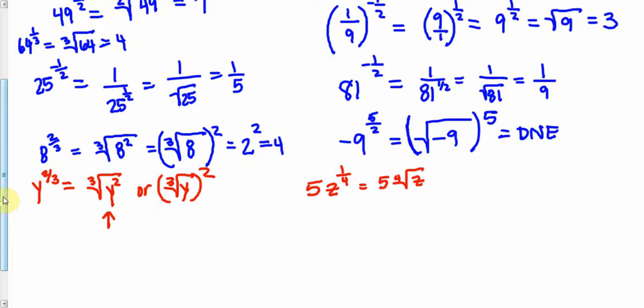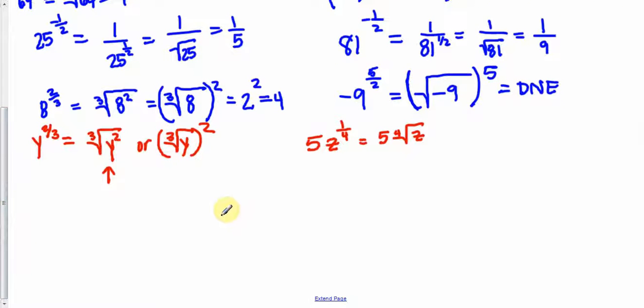All right, let's go the opposite way. Let's take something that is in radical form, like the cubed root of t, and write it in rational exponent form. So what's the exponent on the t? Anybody? 1. So that number will be your numerator or denominator of your rational exponent. Which one? Numerator, that's right. So it'll be t to the what power? 1/3. Very good.